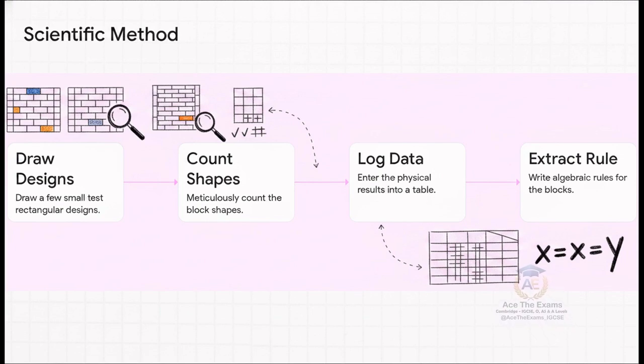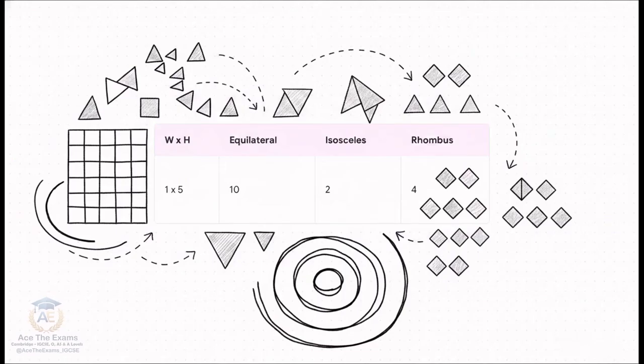No way. Instead, we apply the scientific method. We draw a few small test designs, we meticulously count those block shapes, we log the physical results into a table, and finally, we extract the mathematical rule. Here is the resulting data set.